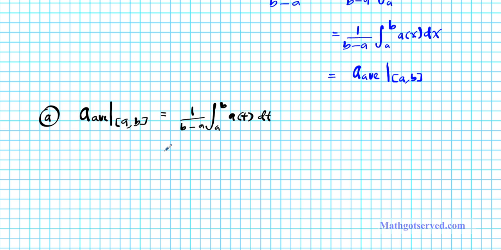When you apply FTC part 1 to this integral, you have 1 over b minus a times the antiderivative of acceleration, which is velocity, evaluated at the upper limit minus the velocity evaluated at the lower limit. That becomes v(b) minus v(a) over b minus a. This just highlights what I stated earlier, that the average rate of change of the velocity is equal to the average value of the acceleration.